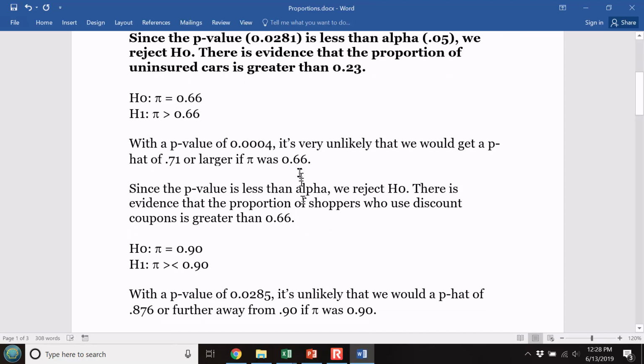Again, we don't know for sure. This is an extremely small p-value, so I really feel pretty good about the decision, but I don't actually know because there is a 0.0004 or a 0.04% chance that this could be true, and I would have got a sample this big or even larger.